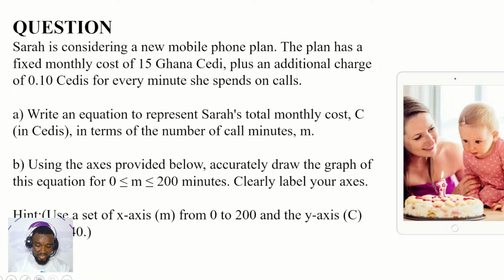So the question says that Sarah is considering a new mobile phone plan, right? In Ghana, we have mobile phone plans, and the plan has a fixed monthly cost of 15 Ghana cedi plus an additional charge of 0.10 cedi.